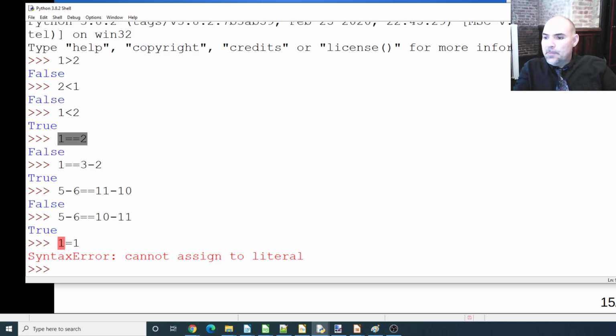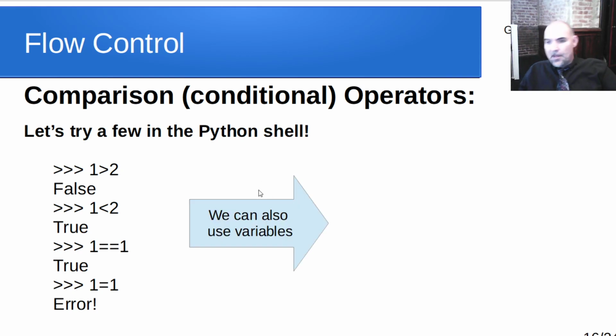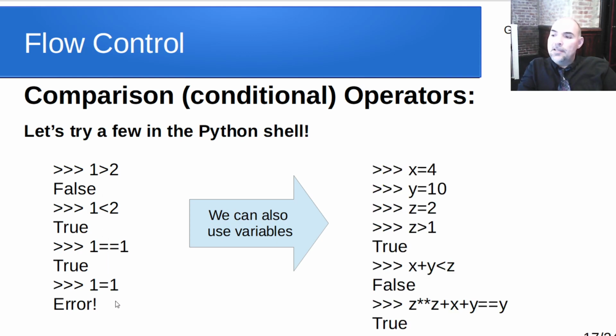All right, so switching back temporarily to this, notice that we can also use variables in those comparisons. So far we've just been using numeric literals in these things. Notice we can also use variables here.